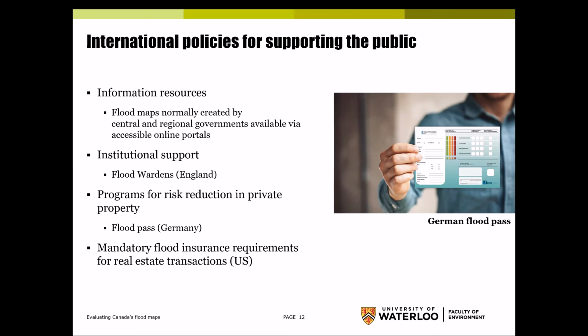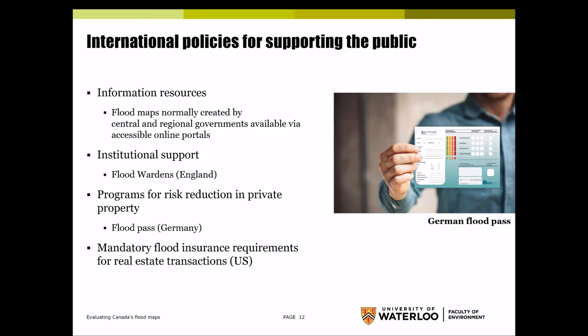For example, in England, they have national flood maps, but they also have flood wardens on the ground. This could be a person who had experienced flooding in their community before, and now they're teaching others around their neighborhood about flooding, what they should know and how to prepare. Similarly, in Germany they have a flood pass, so you can get an assessment for your property. If you've experienced flooding in the past, this can tell you how you can reduce your risk and adapt to flooding, and people can use that when they're selling their homes.